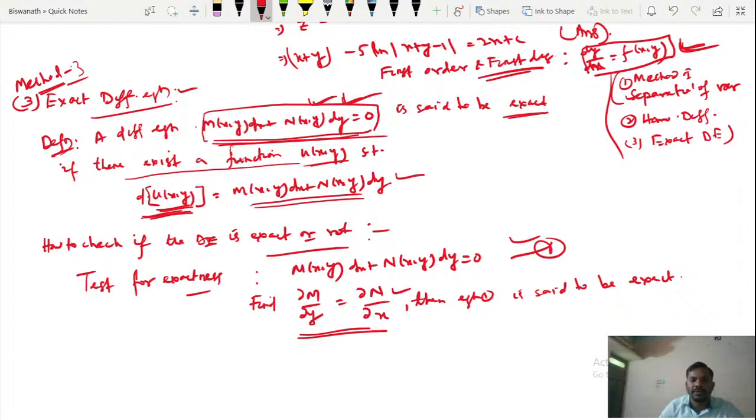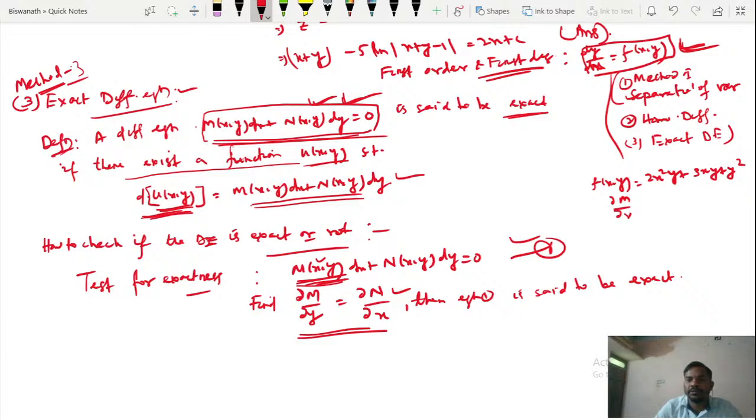So what is del M by del y? Here M is a function of xy, and del M by del y is the partial derivative of M with respect to y. And you know what the partial derivative is: I am treating x as constant. Suppose I write a function f of xy equal to 2x square y plus 3xy plus y square.